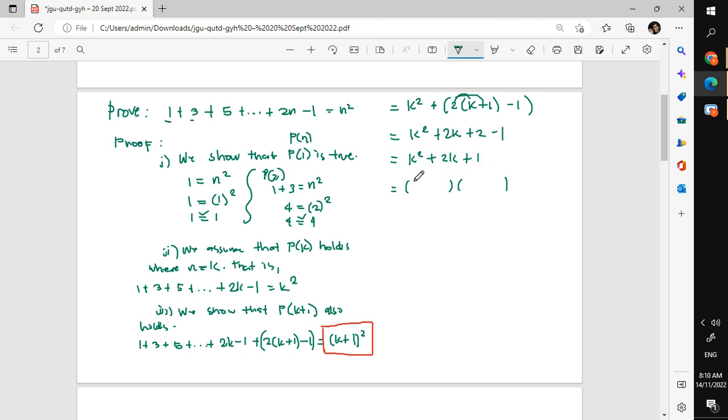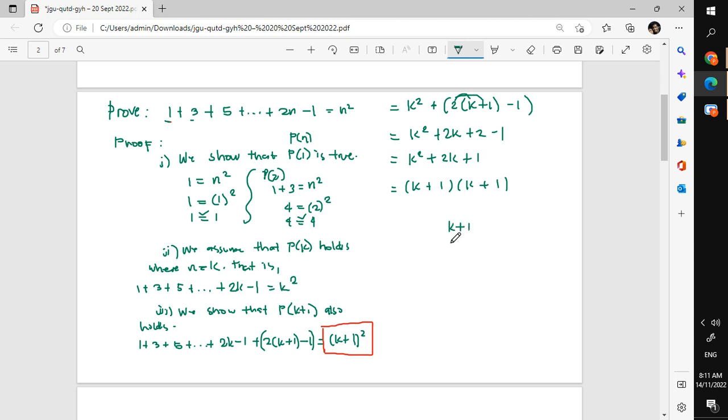So the factor of k squared is just k and k, because k times k is k squared. Now the operation in the middle is positive, so we'll be using positive in here. Now, the factor of 1 is just 1 and 1, because 1 times 1 is just 1. Now, if you want to check if your factor is correct, you can apply the FOIL method.